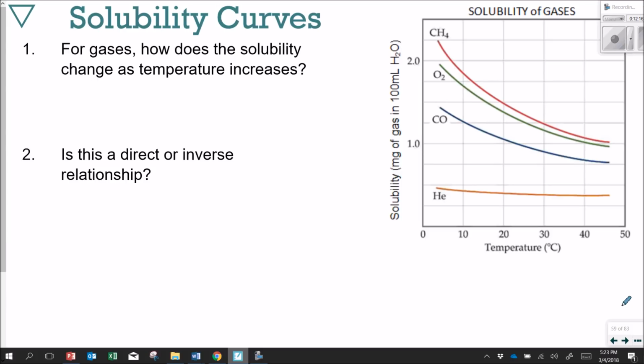The solubility curves on this graph here are for gases, and we can see that the solubility of gases decreases, so solubility decreases as temperature increases. Is this a direct or inverse relationship? It's inverse, because they do the opposite.